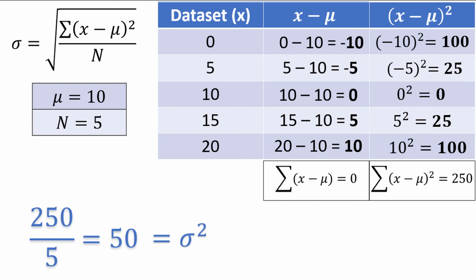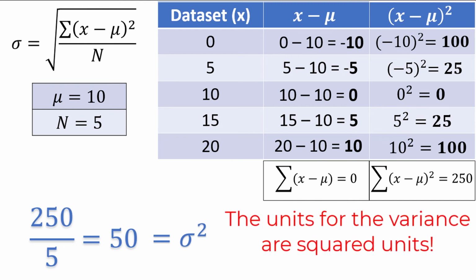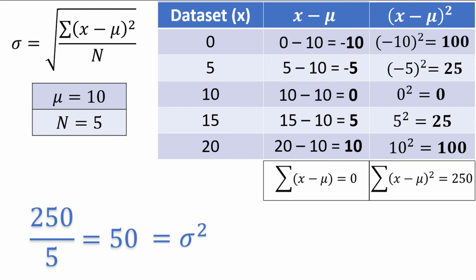The problem with this number is that the units are squared units. If our data set represents the number of dollars spent in a day, then the variance would be squared dollars, which doesn't really make any sense. That's why we take the square root in the last step of the formula of the standard deviation. The square root of 50 is approximately 7.07 if we round to 2 decimal places.